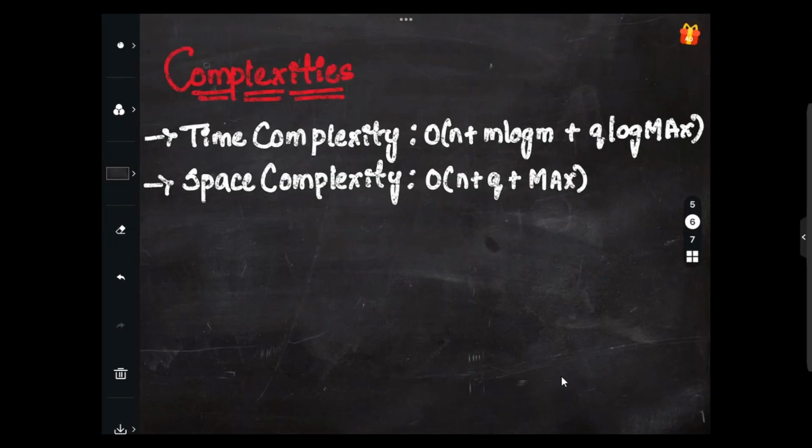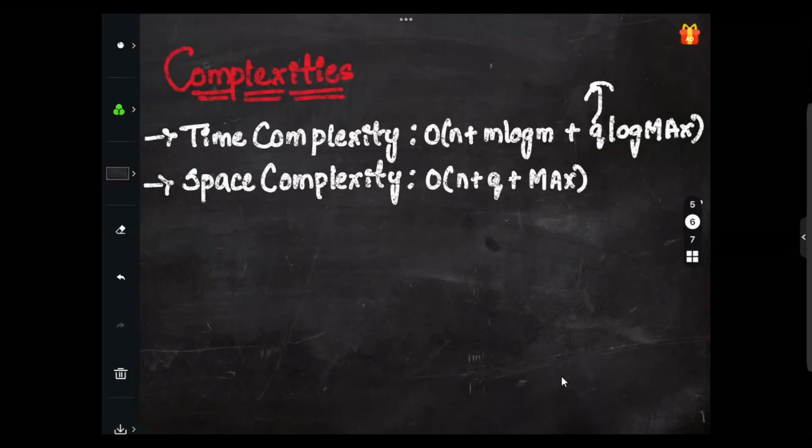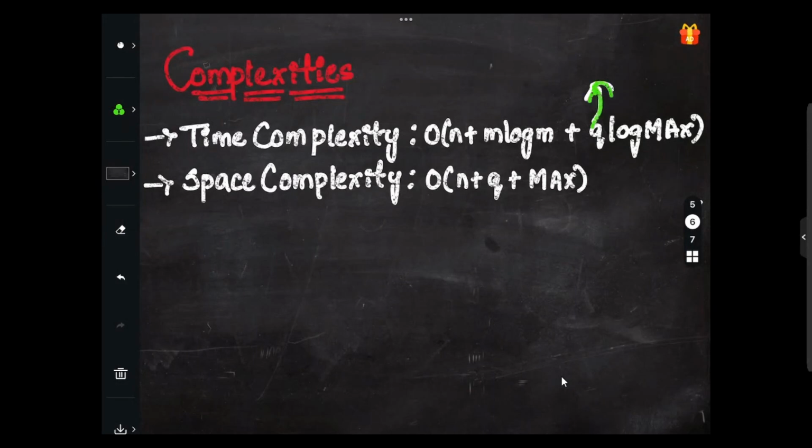So the time complexity would be big O of n plus m log m plus q log max. This q is nothing but the total number of gap queries. While discussing the question, in the constraints I said that the total number of queries has to be less than or equal to 3 times 10 to the power of 5. So q is the total number of gap queries, which has to be less than or equal to 3 times 10 to the power of 5, for the sorting purpose.